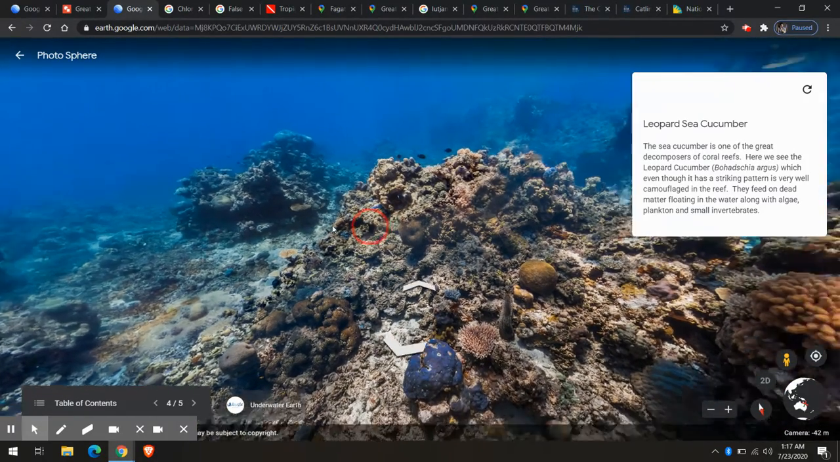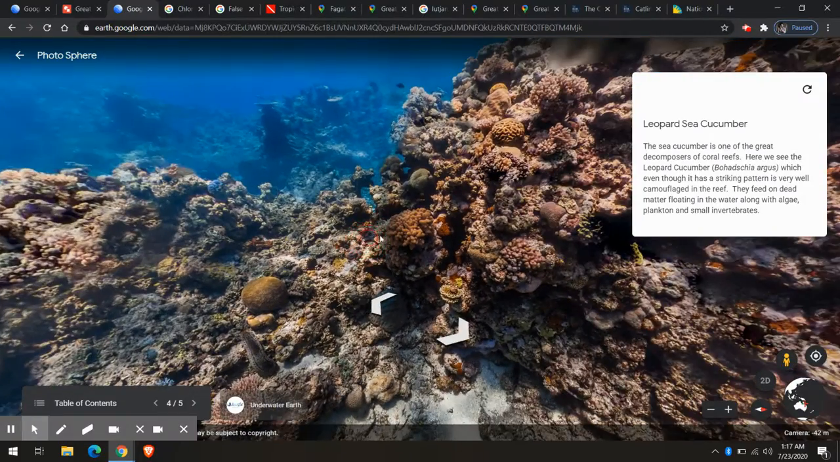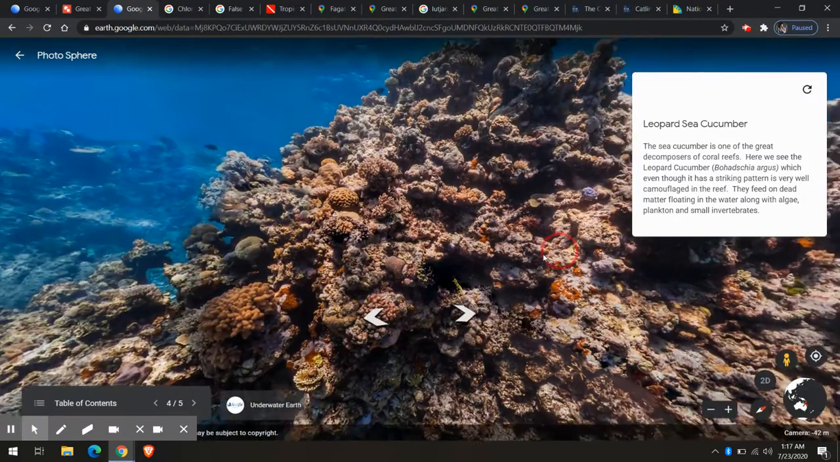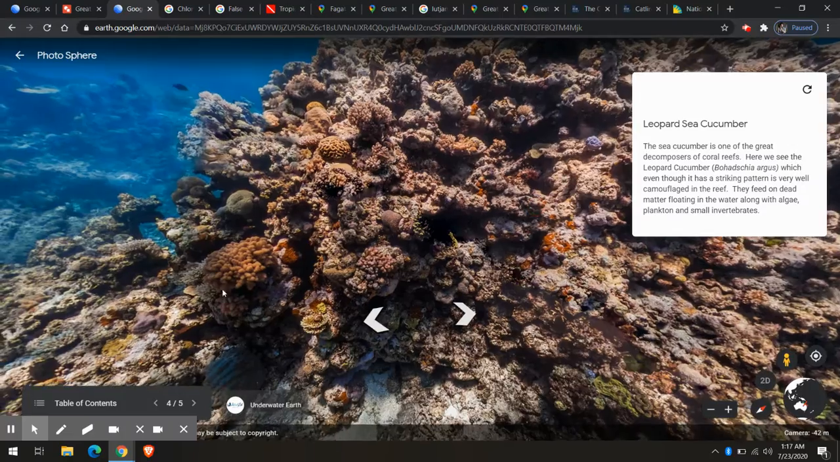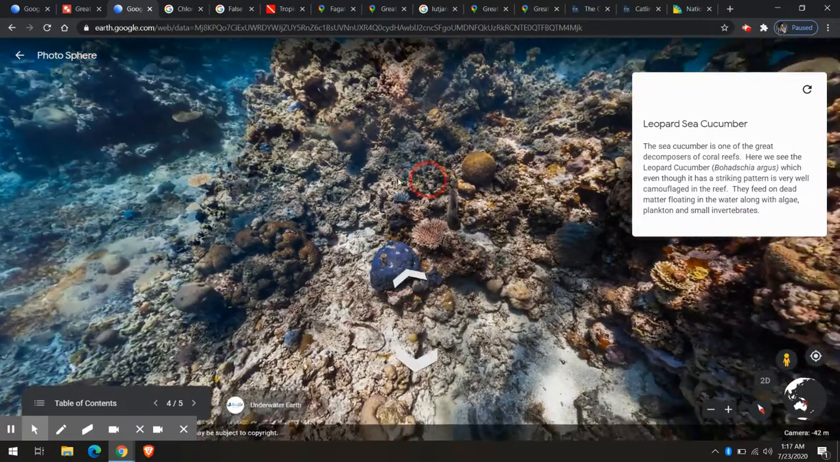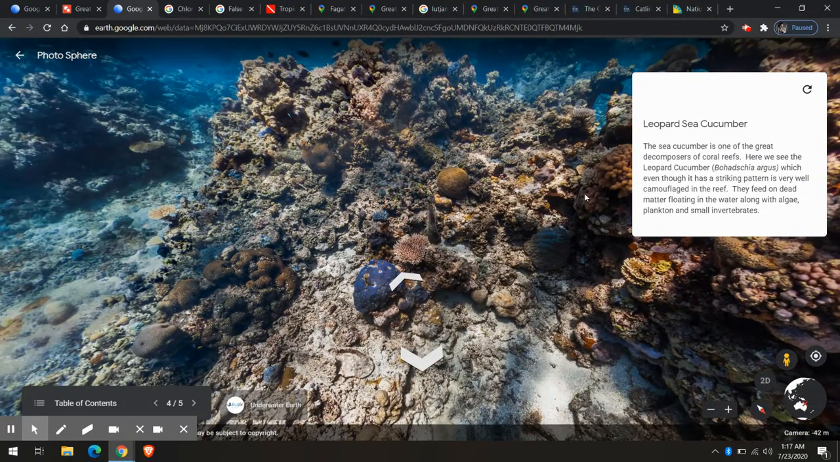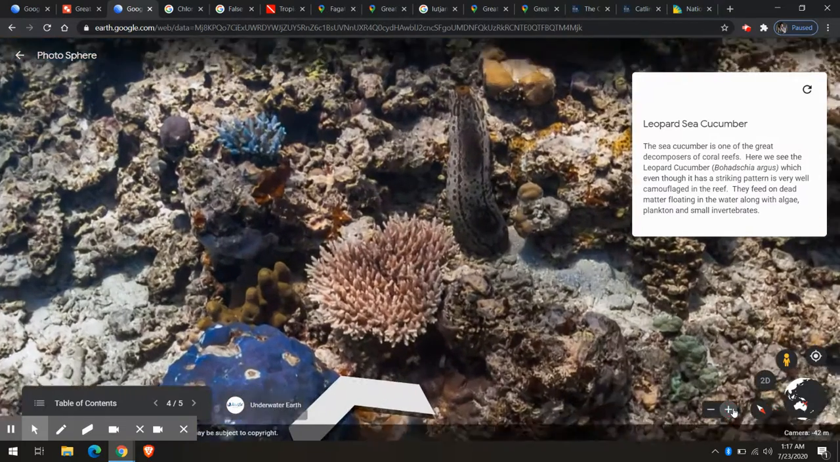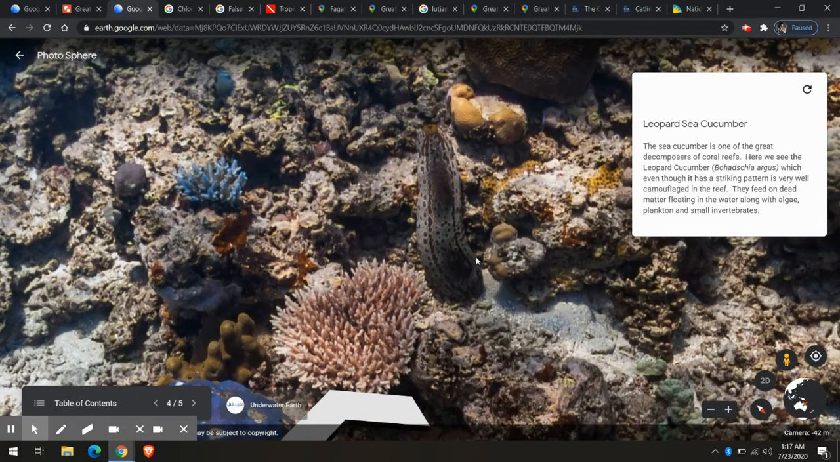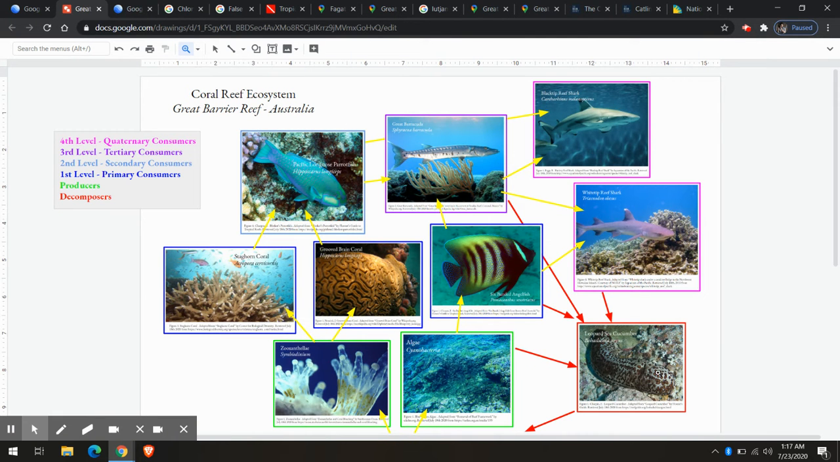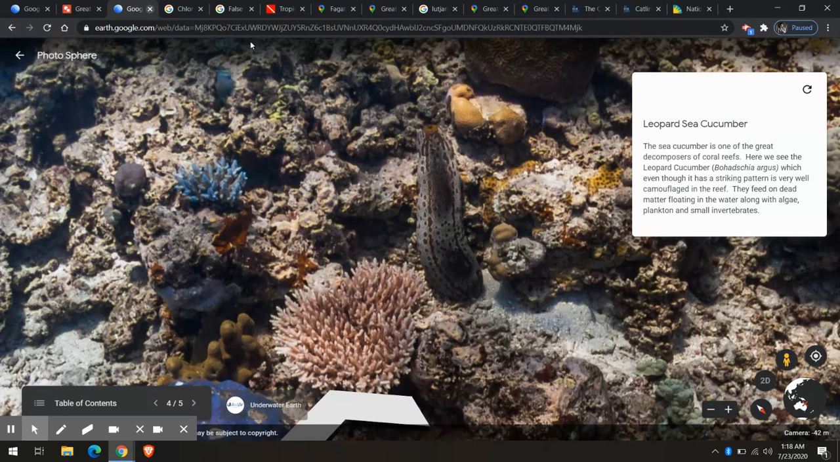So our final species we're going to check out here. Wow, look at all this beautiful coral. Wow. Is a sea cucumber. Can you guys find it? Where's the sea cucumber? It is right there. And look at that crazy pattern it has. So like I talked about in our food web, sea cucumbers are really important decomposers for coral reef ecosystems. There's lots of other decomposers, but a sea cucumber is a really important one.